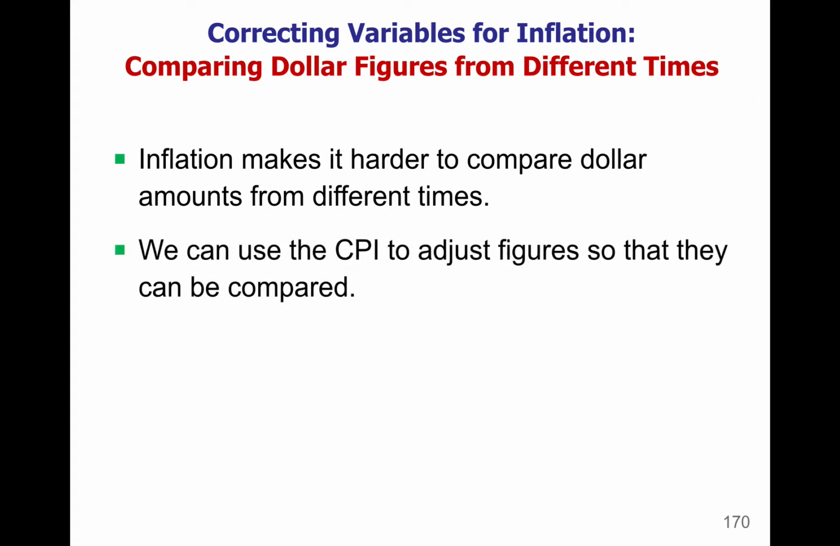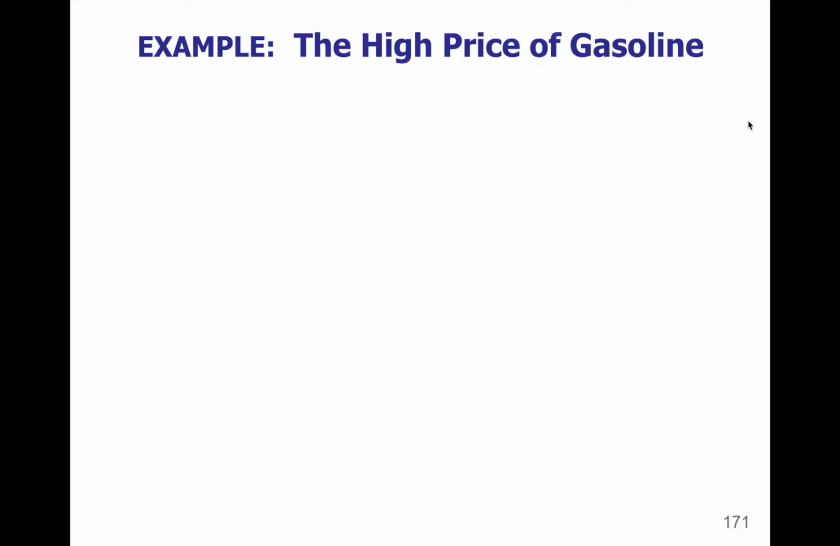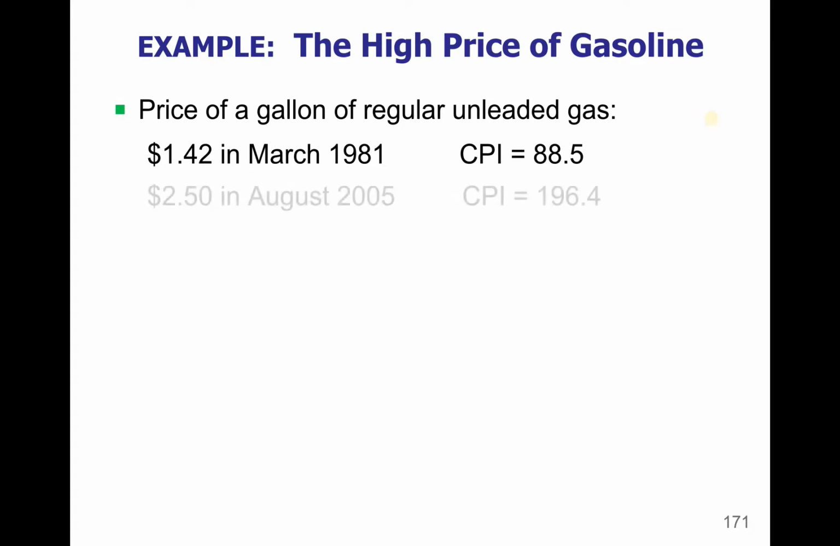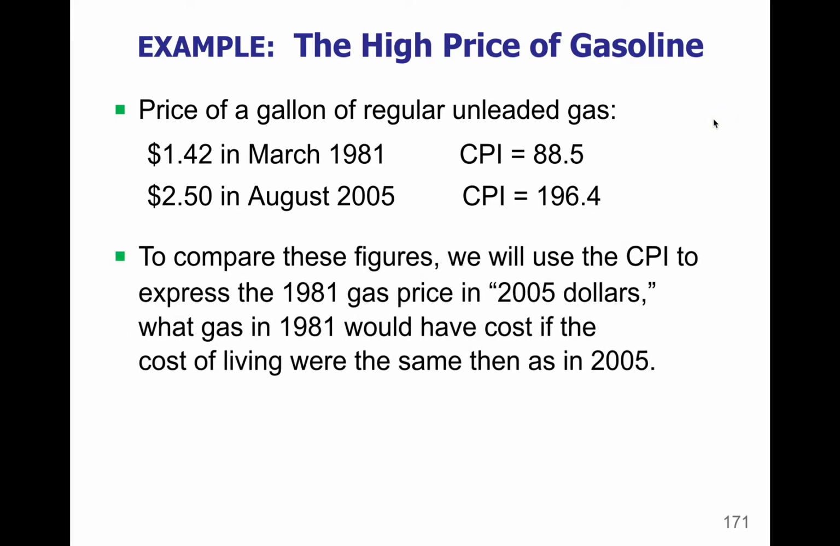So we can actually use any CPI or any price index to adjust these figures so that they can be compared without inflation. For this example, I'm going to use prices of gasoline. In March 1981, a gallon of gas cost $1.42, and the CPI of that year was 88.5. But in August of 2005, gasoline was $2.50 a gallon, and the CPI of that year was 196.4. So we're going to use those CPIs to adjust these figures for us.